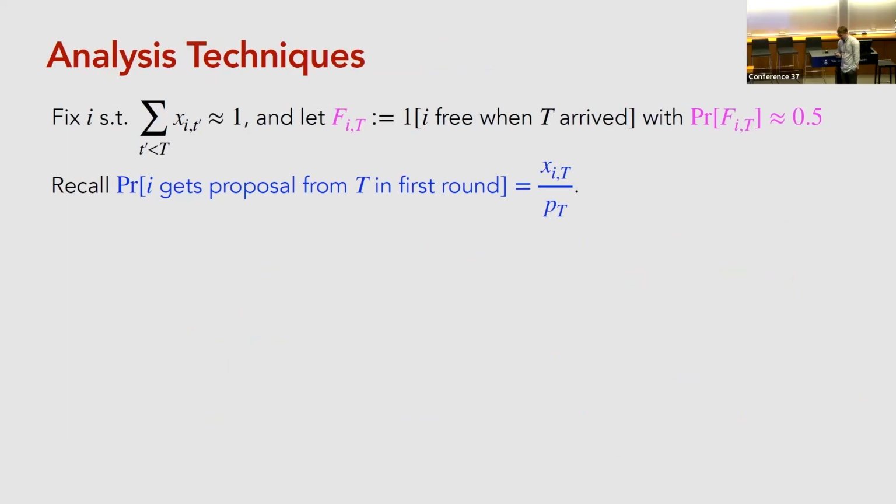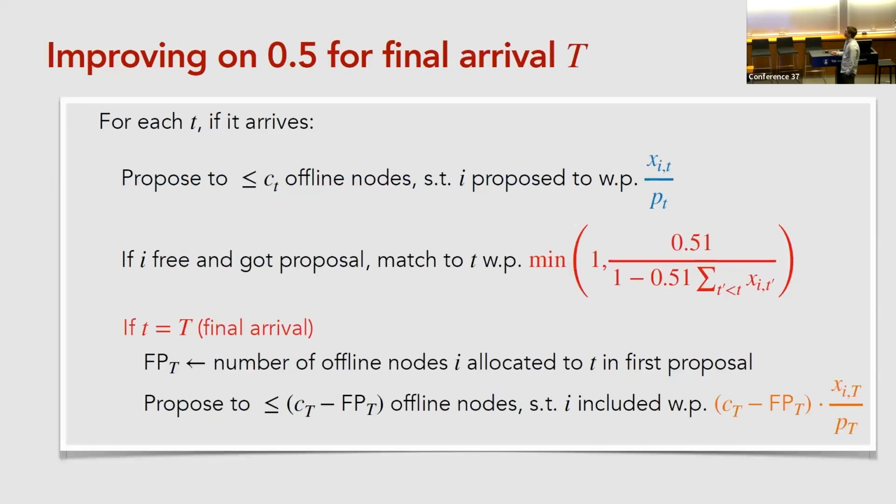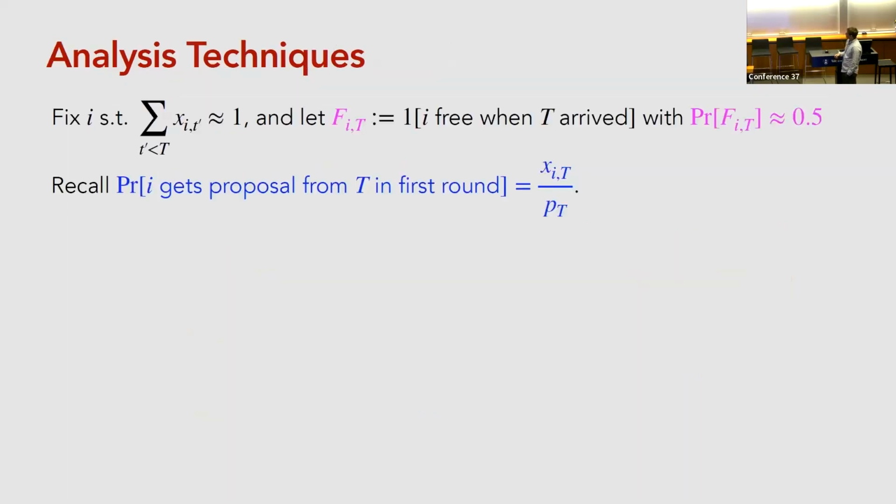And yeah, so the analysis techniques that we use here are, we're going to just pick some offline node I, and we'll imagine that this fractional degree is close to 1. Because remember, if that fractional degree was significantly below 1, then already this red expression is going to provide the boost that we need. The 0.51 instead of the 0.5 will be enough. So we imagine that its fractional degree is close to 1. We let FIT be an indicator for the event that I is free when T arrives, and we observe that its probability is approximately 1/2.